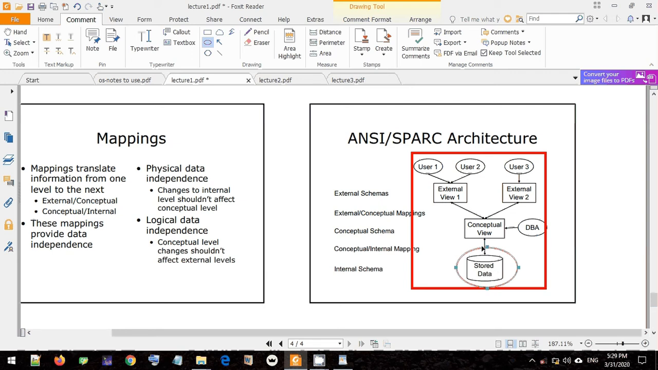At the conceptual view, that is where we know that the users are the database administrators. Then it is mapped to the external view. The mapping is called what? External conceptual mapping, because it maps the external view to the conceptual view, right? Then we know that the external view provides a well-tailored data user interface to the user.